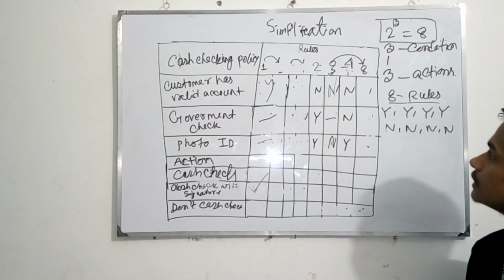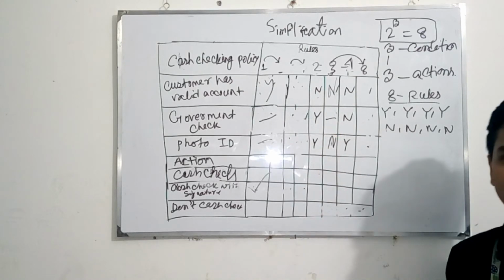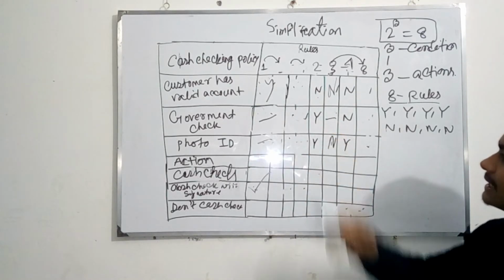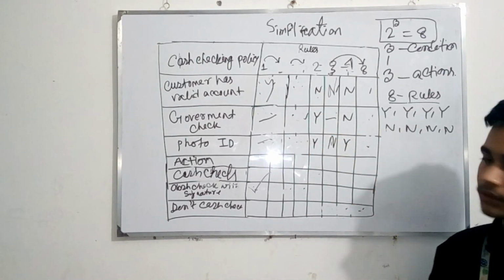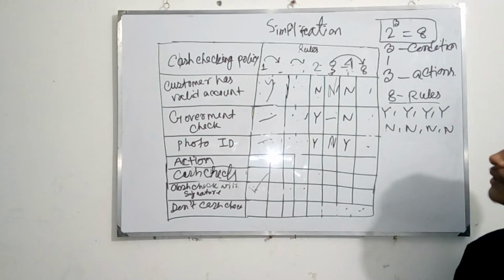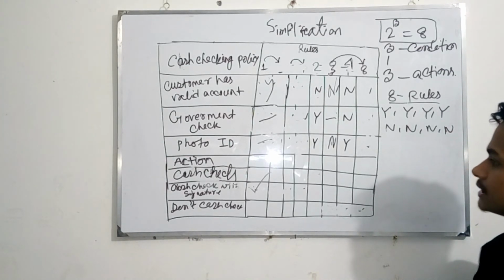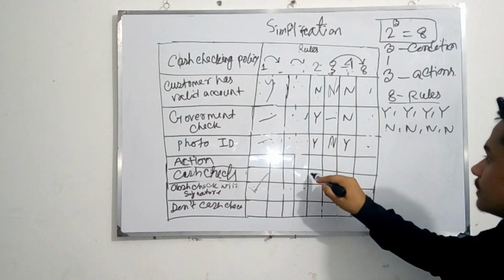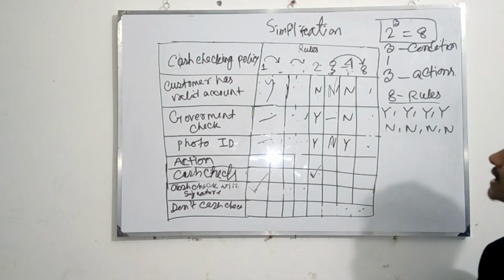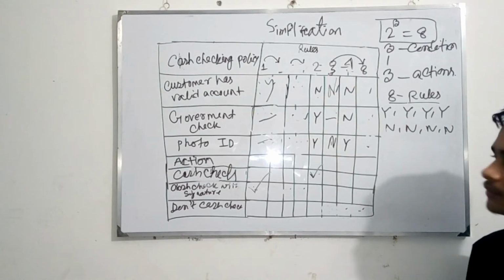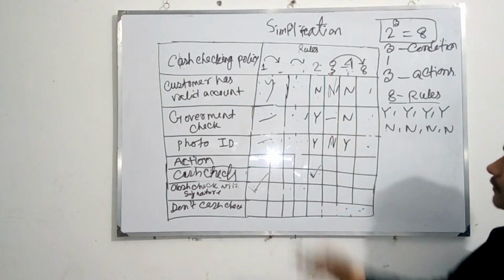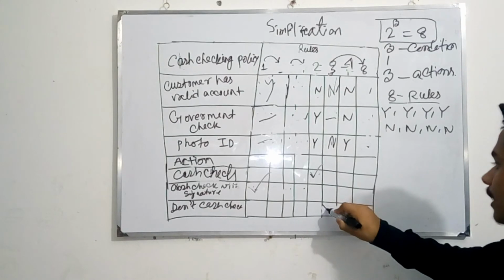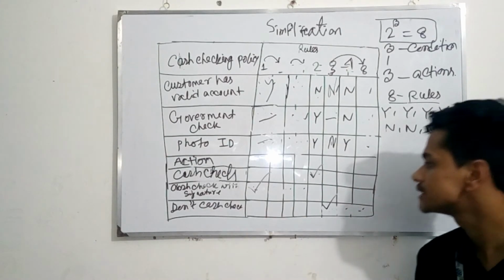Step number 2. Customer has valid account number, no. Government check, yes. Photo ID, yes. We already knew that if and only if government ID and photo ID exist, they can cash check. In step 3, customer has valid account number, no. Government check, doesn't matter. Photo ID, no. So they don't cash check.